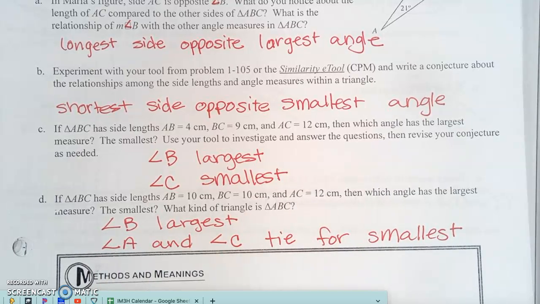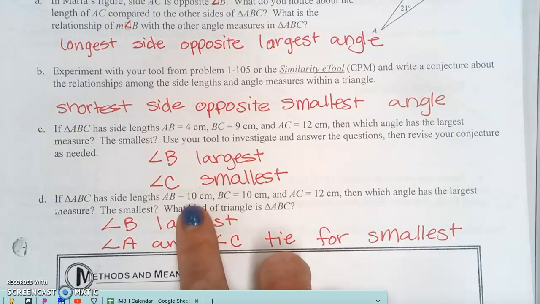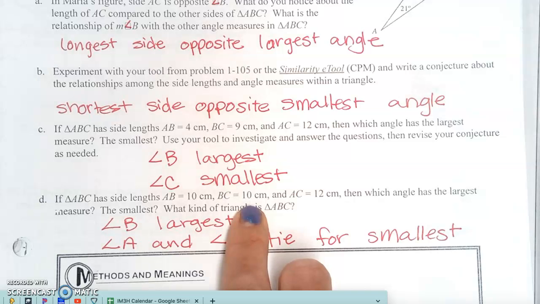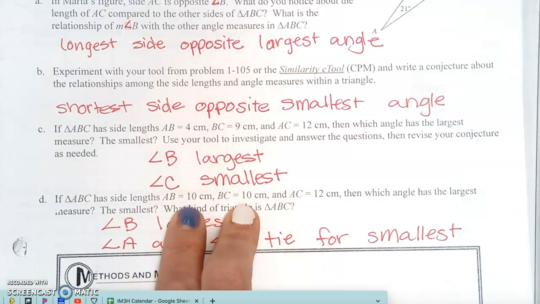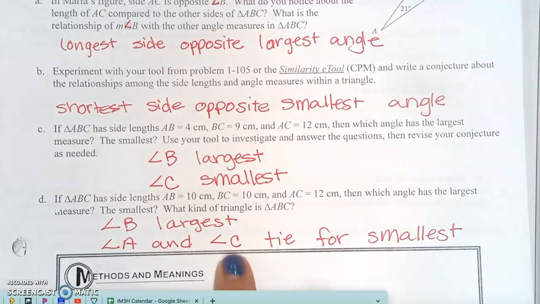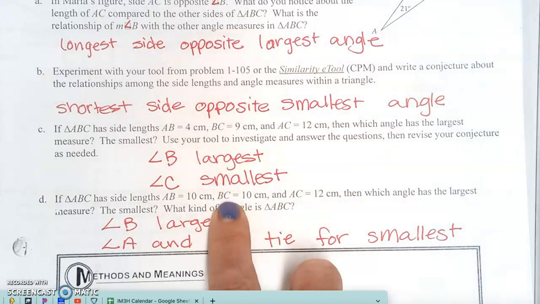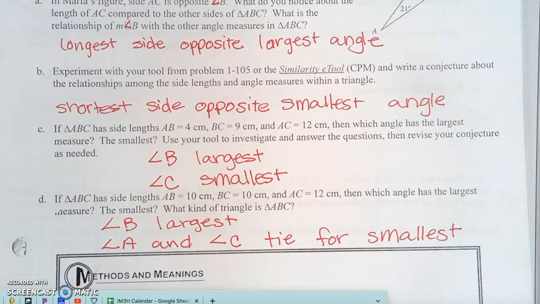But then we have a tie for the shortest. This is 10 and this is 10, right? So we have a tie for the smallest. Opposite this one would be angle C, and opposite this one would be A. So we have a tie between angle A and angle C. That means it's what kind of triangle, if it has two sides that are the same measure? Isosceles. What if we had a three-way tie?